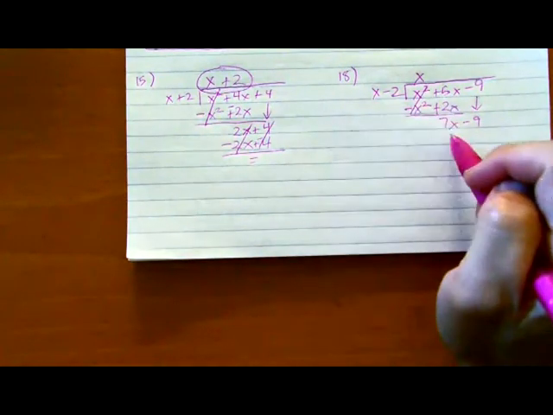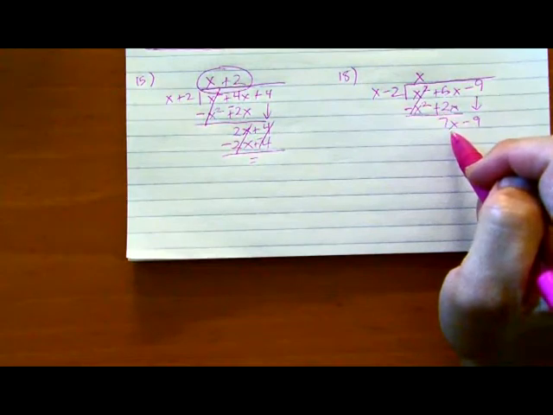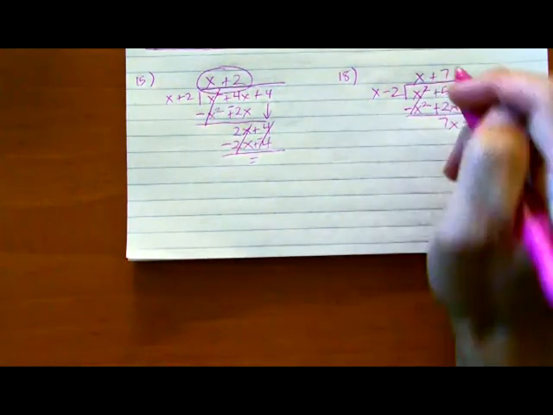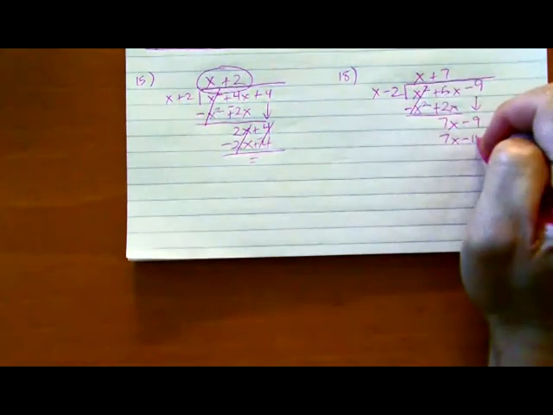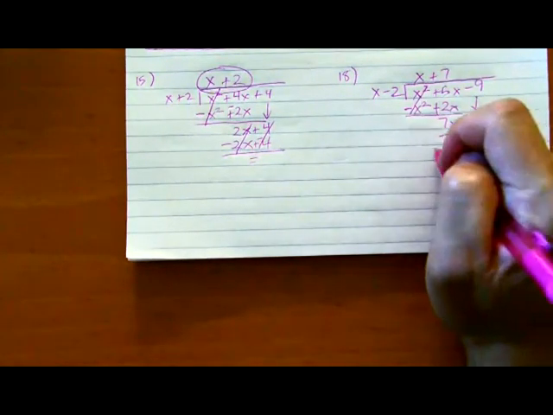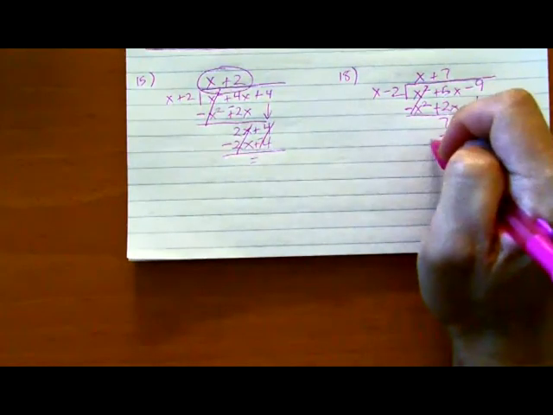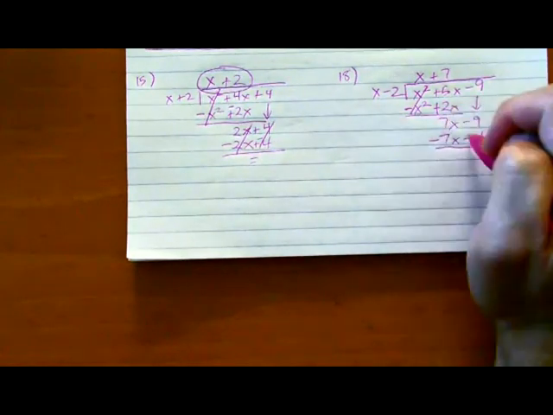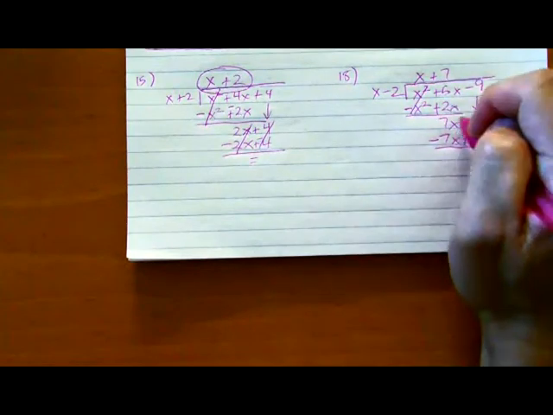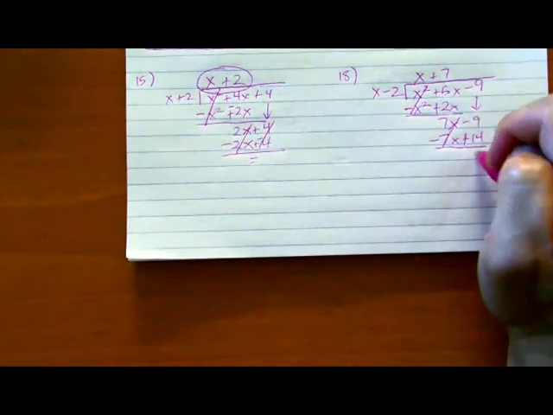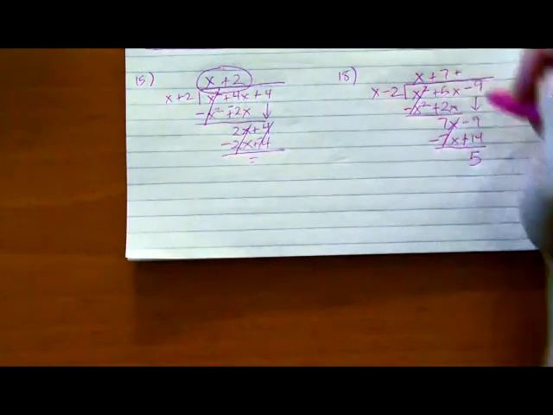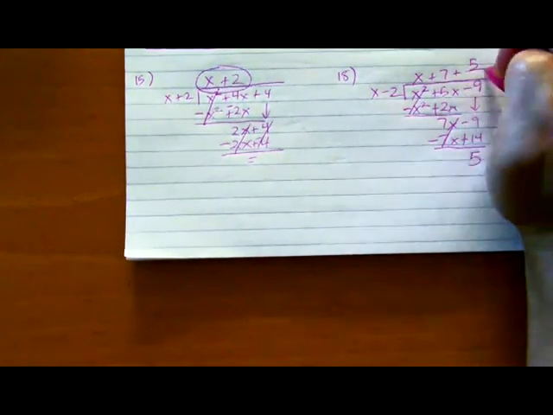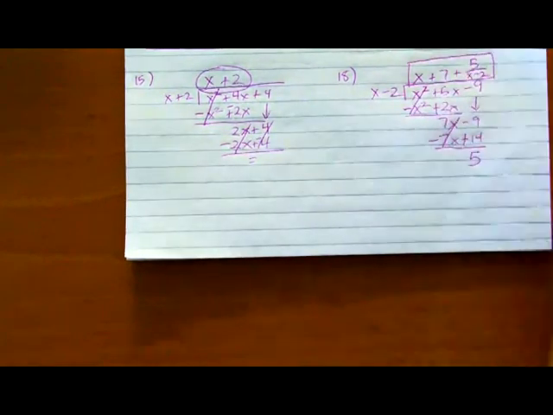Something times x is 7x. A positive 7. So 7 times x is 7x. 7 times negative 2 is negative 14. We're going to subtract. The signs change. This becomes minus. This becomes plus. That cancels. We have a remainder, 5. So we're going to write it as a fraction. 5 over x minus 2. This is your solution.